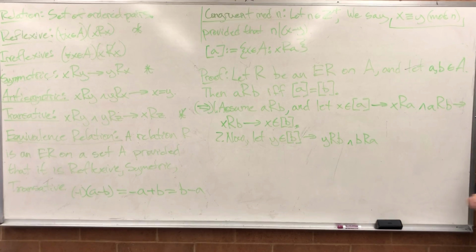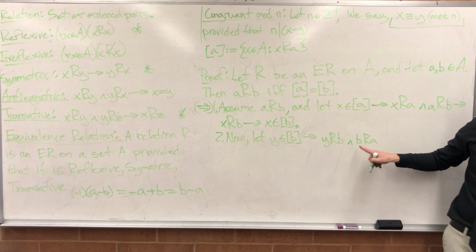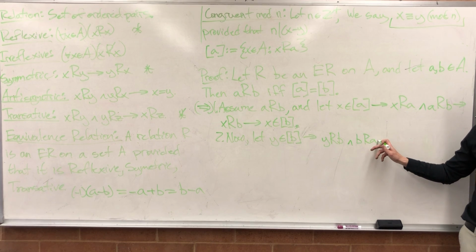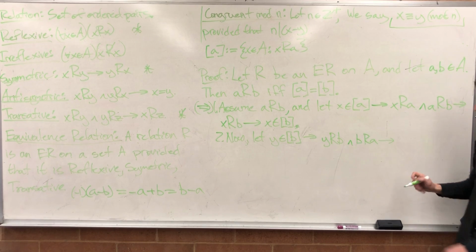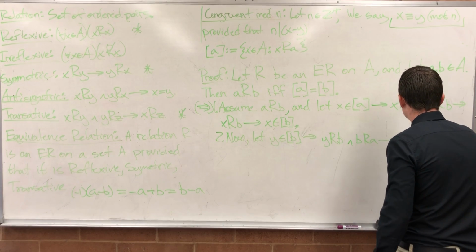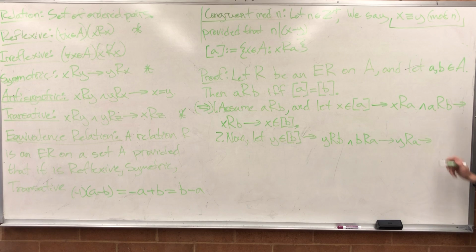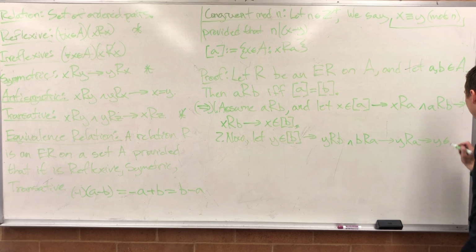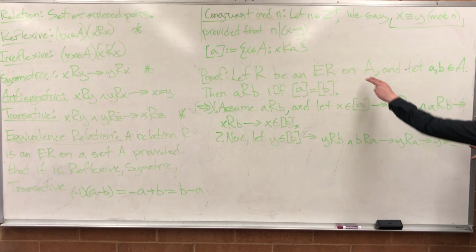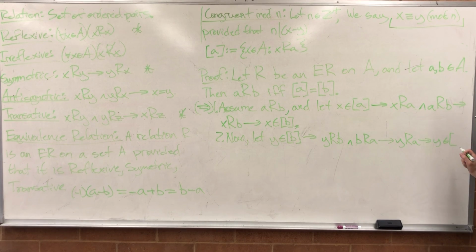Right? So now we have Y is related to B and B is related to A. Those two together give me what? Y is related to A. And Y is related to A gives me what? Y is in A's equivalence class. It's not in A. A is an element, unless you meant A the set, then obviously that was given.